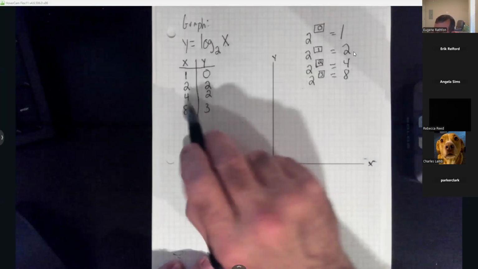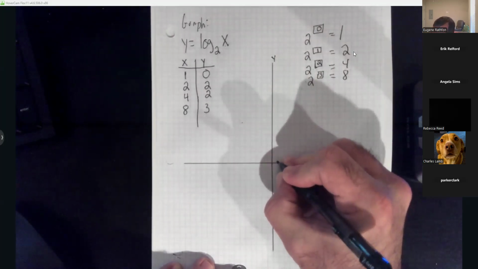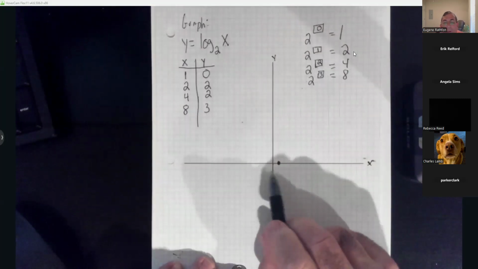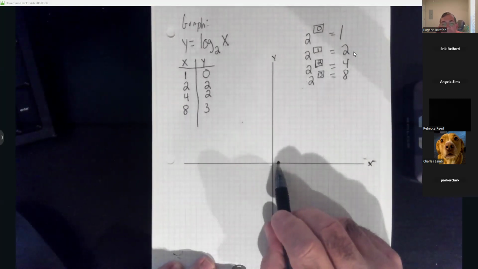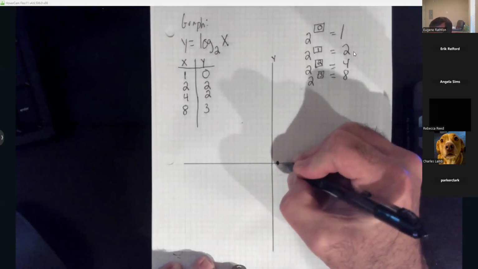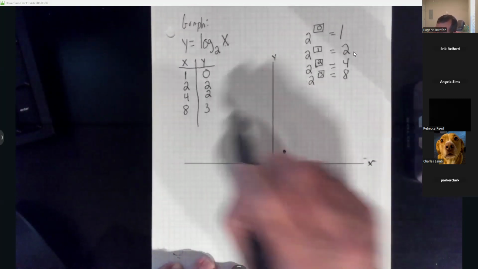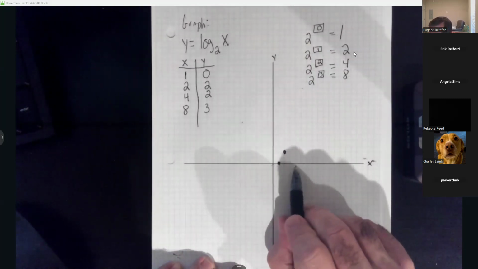So let's see what we got. My first point would be (1, 0). So write 1 and stay right there. Every logarithmic graph will go through this point. I had (2, 2). So that's right 2 and up 2. I had (4, 2). So that's right, 4.